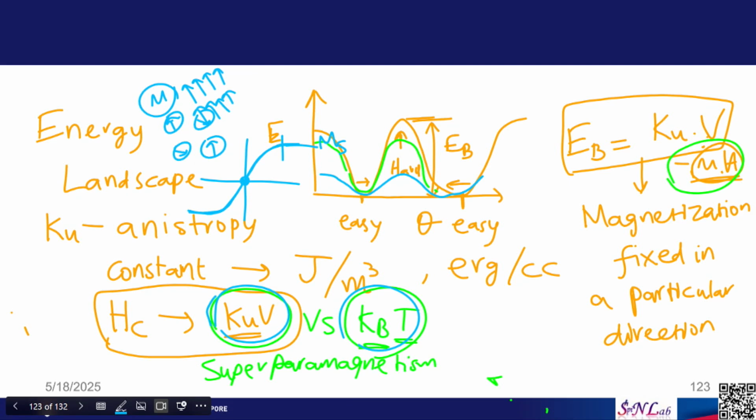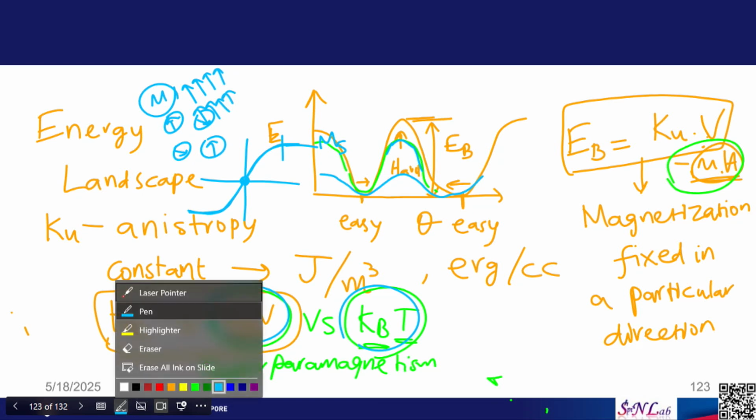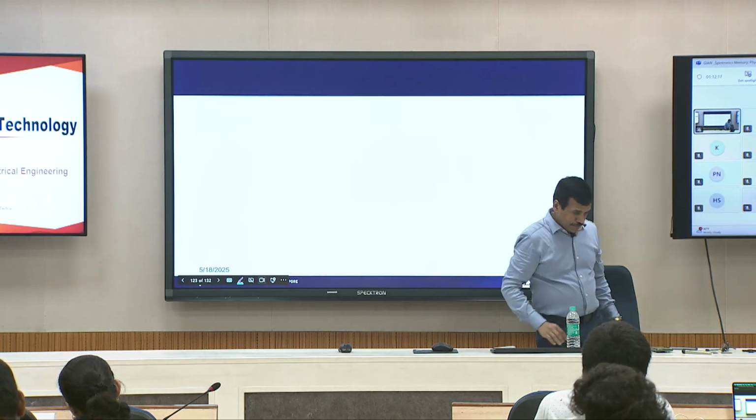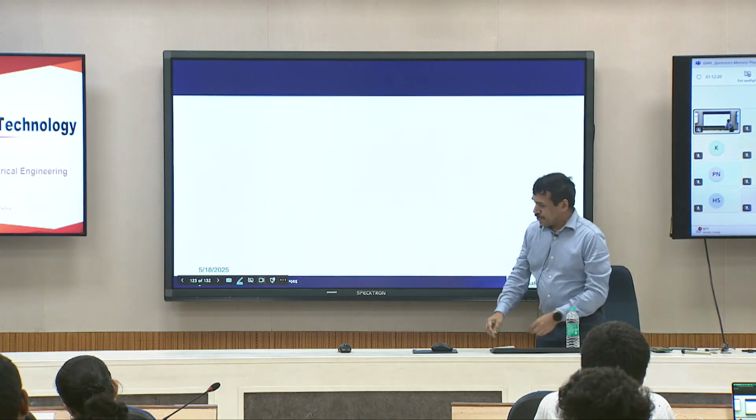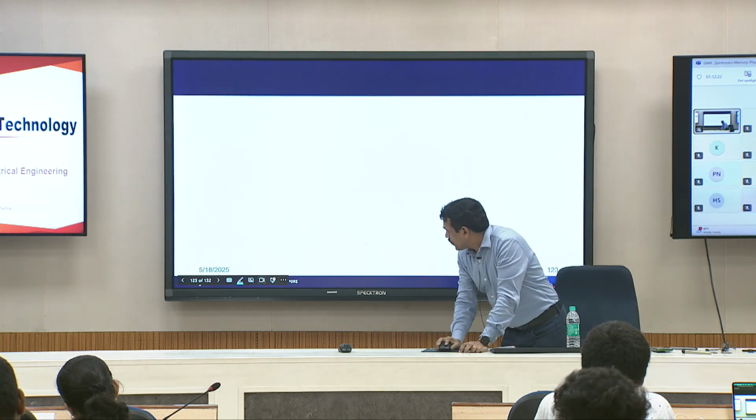The landscape is for isolated single domain particles. The orange one I drew was for the single isolated particle. When there is interaction, there will be this green curve, we can say. Okay, so basically this is what we learned yesterday. Let us go through some more items, then we will have some questions.